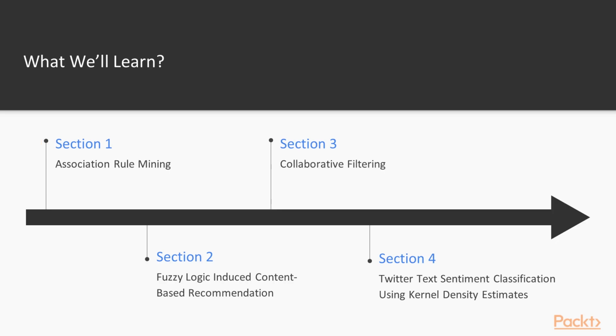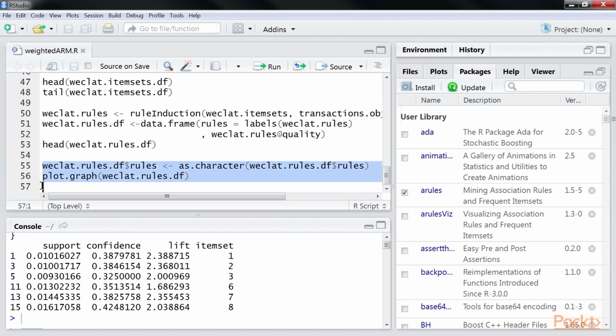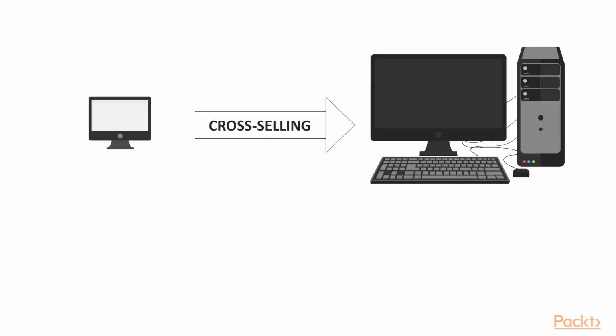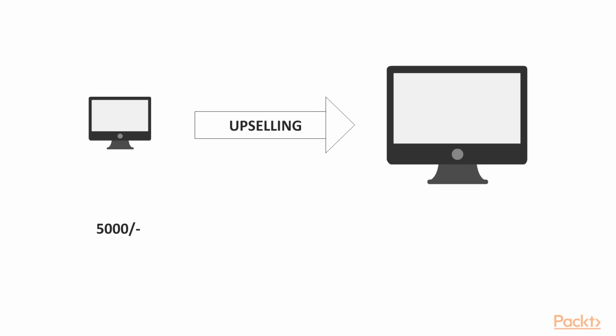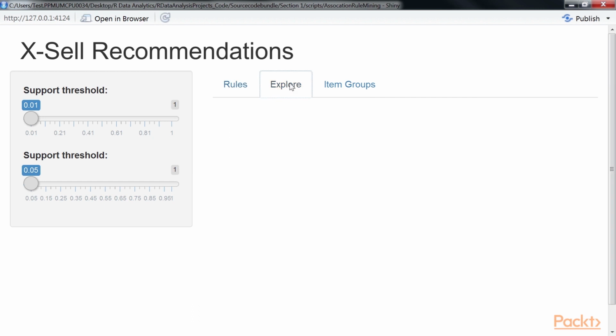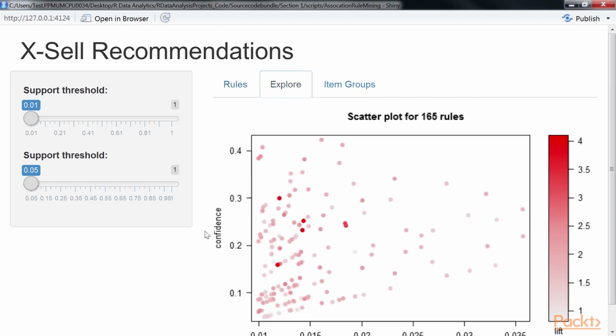Section 1. Association Rule Mining builds recommender systems with transaction data. We will see retailer use case and data. After that, we will brush up on the association rule mining concept. We identify cross-sell and upsell opportunities. We will go through negative association rules. Finally, we will see rules visualization.